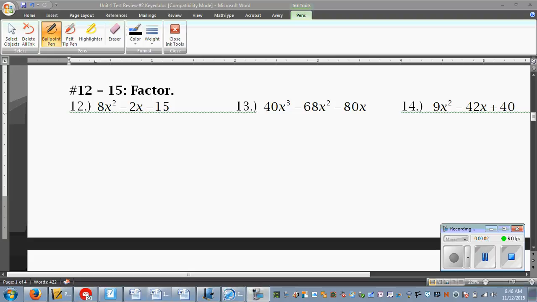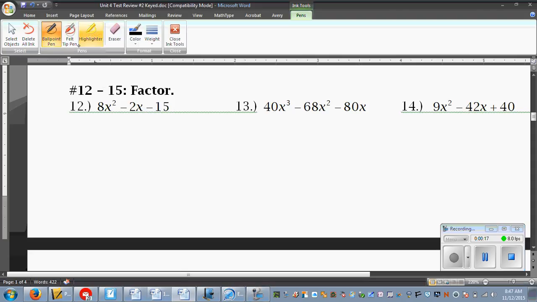When I'm trying to factor, I look at the problem first and say what type of factoring this is, and we should always try GCF first, but in number 12 there's not a GCF. 8, 2, and 15 are not divisible by the same number, and the last term does not have an x next to it. So then I say there are 3 terms here, so this is a trinomial, and the leading coefficient is not 1, so I like to use the guess and check method.